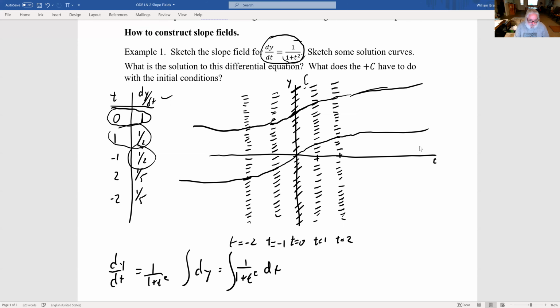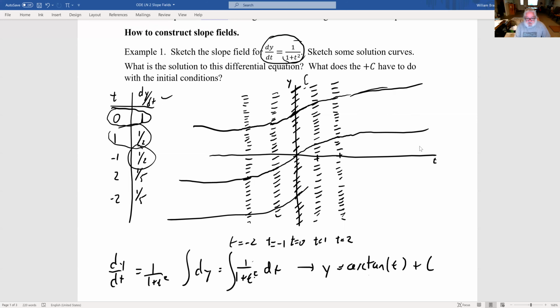Then we can integrate both sides, and that gives us y equals arctangent, or inverse tangent, of t plus c, because the derivative of arctangent is 1 over 1 plus t squared. Great, and so this is the graph of arctangent, right? That's my solution curves.